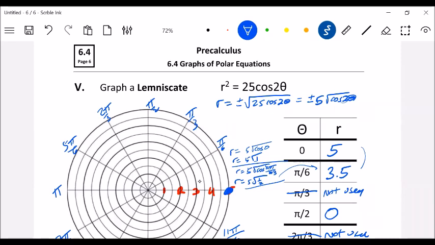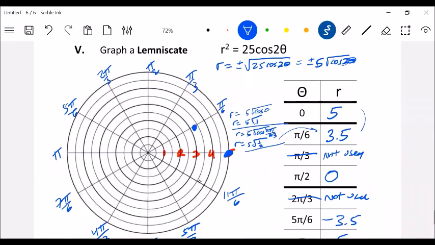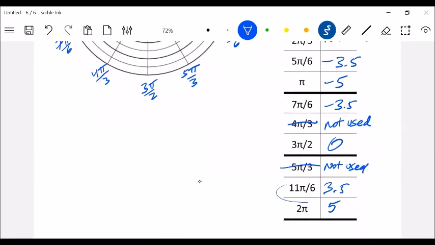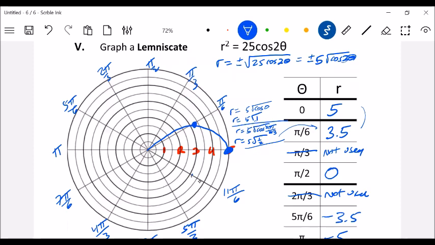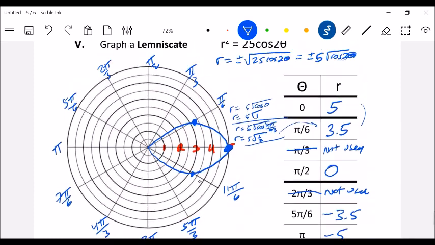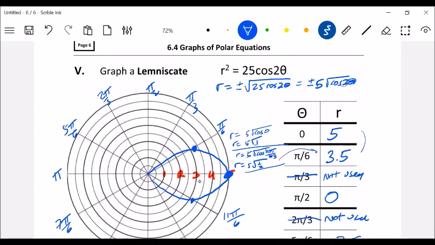So at pi over 6, we're at about 3.5. That's here. The reason why we don't use pi over 3 is because of this. When we do 11 pi over 6, we have 3.5. I'm sorry to say that wrong. And so what we get is this. And when we do the other ones with the negatives and the positives for each of them, we actually get the same type of thing over here. So I'm going to graph those to show you what they look like.